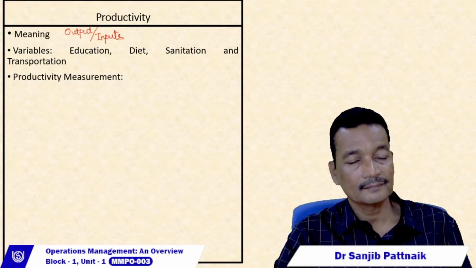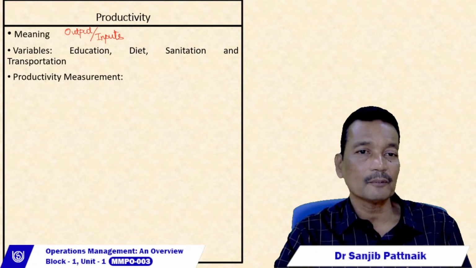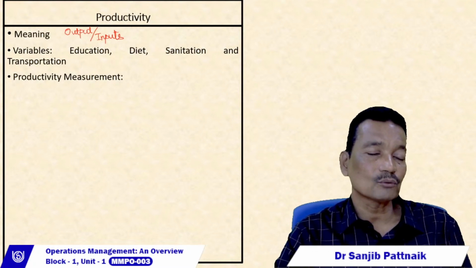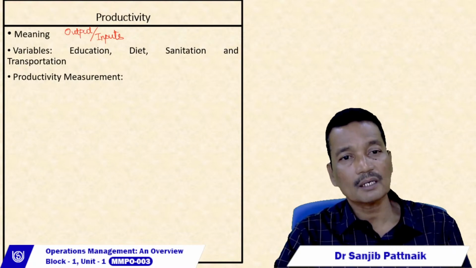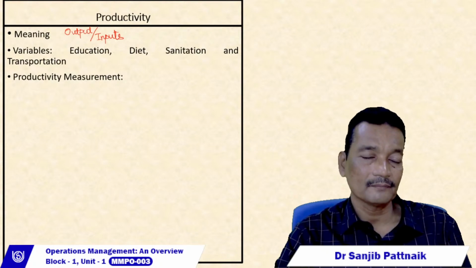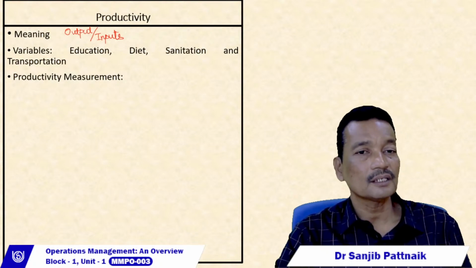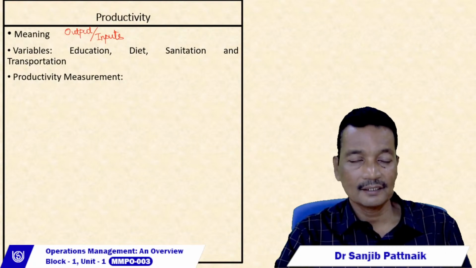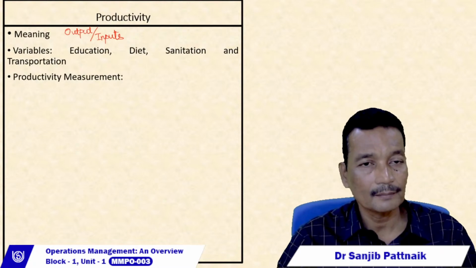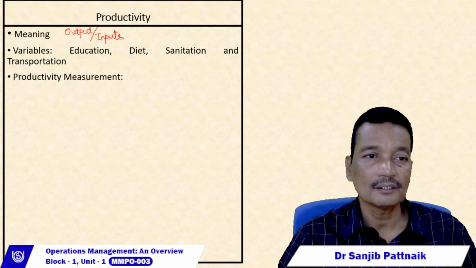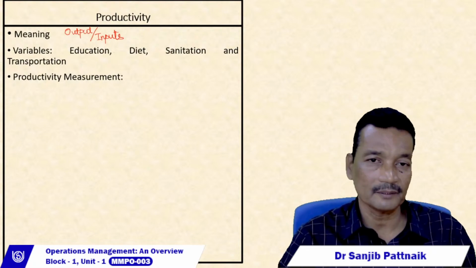Second is diet. Without proper health, which is the outcome of proper diet, it is very difficult for a worker to work in the best possible way. So, here we can talk about diet that should be taken care of, so that when the workers are healthy, fit, and mentally sound, they will be able to have higher productivity.